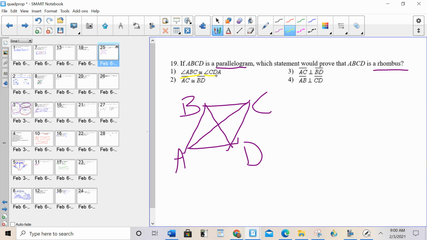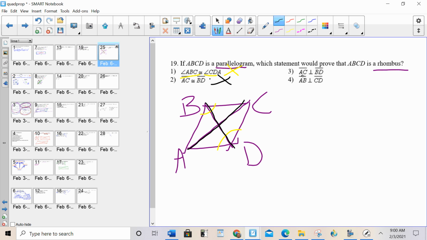Angle ABC and angle CDA. These are opposite angles congruent. That is not one of the three ways to prove a rhombus. It's a property of the rhombus, not one of the three ways to prove a rhombus. AC is congruent to BD. The diagonals being congruent does not prove a rhombus. And it's not a property of the rhombus either. It's a property of the rectangle, not a property of the rhombus.